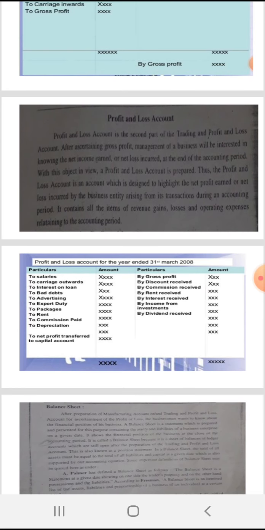Next is profit and loss account. Profit and loss account is the second part of trading and profit and loss account. After ascertaining gross profit, management of a business will be interested in knowing the net income earned or net loss incurred at the end of the accounting period. With this object, a profit and loss account is prepared. The profit and loss account is an account which is designed to highlight the net profit earned or net loss incurred by the business entity arising from its transaction during an accounting period. It contains all the items of revenue, gains, losses, and operating expenses relating to the accounting period.